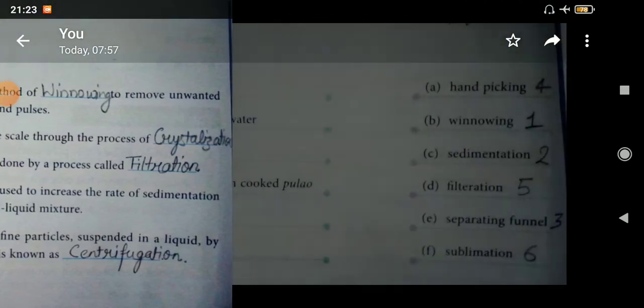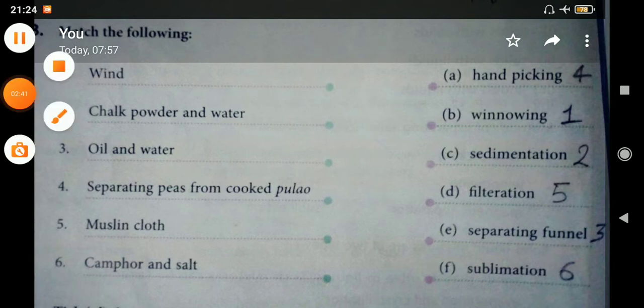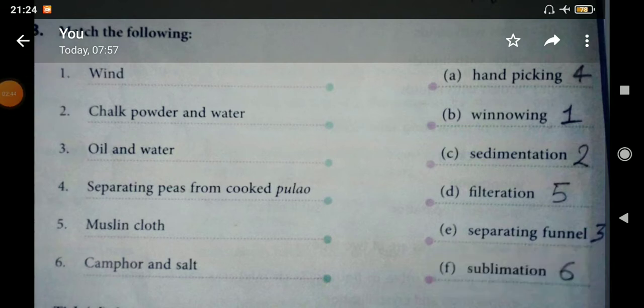Moving ahead to the match the following. The sequence will be 4, 1, 2, 5, 3 and 6. Okay, अब ये कैसे है ये मैं आपको एक्सप्लेन कर रही हूँ. Wind. You all know that wind is used for what? For winnowing. Okay. Chalk powder and water. Chalk powder and water को अगर आप solution बनाते हैं, then it gets sedimented on the lower side, in the bottom side. So the process will be sedimentation.